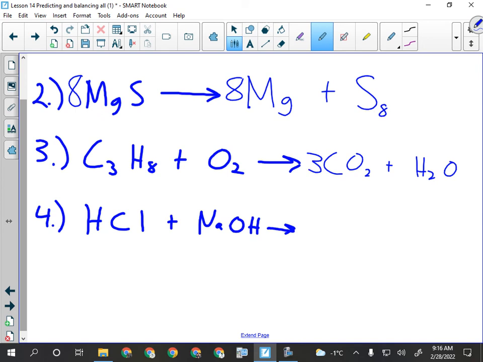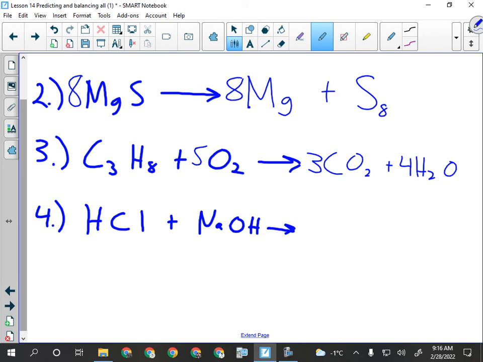There are 8 hydrogens on the reactant side. 4 times 2 is 8 on the product side. And now I can do the oxygens. There are 6 oxygens here, 3 times 2 is 6. And there are 4 more here for a total of 10. 5 times 2 is 10. Okay.